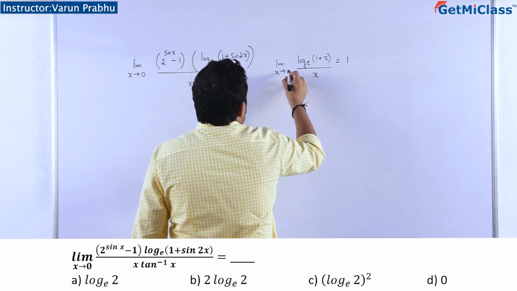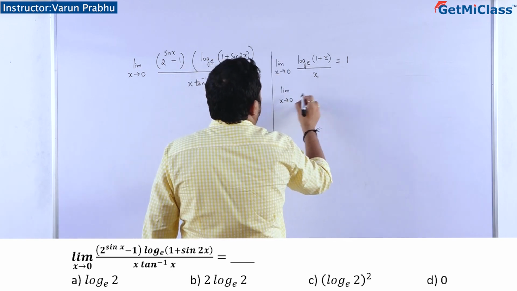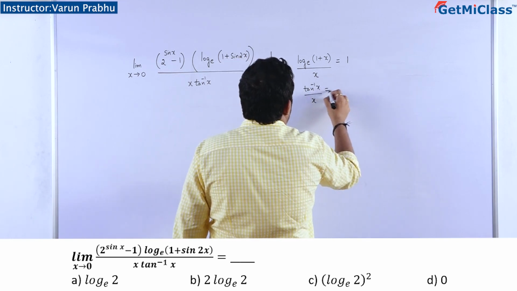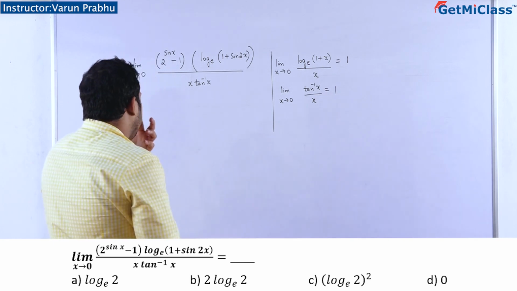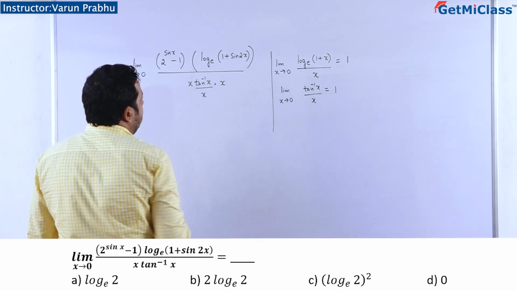These are certain formulas which you have to know. And the limiting value as x tends to 0 of tan inverse x divided by x is also equal to 1, right? Tan inverse of x divided by x is also equal to 1. So what I'll do here, I'll divide by x and I'll multiply by x.